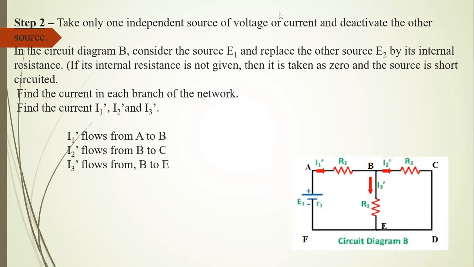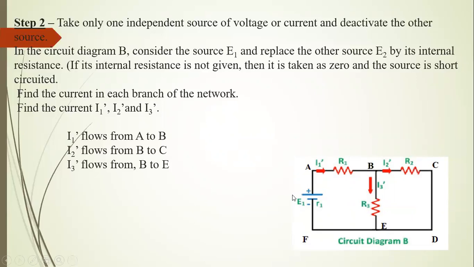In step number two, we will consider only E1 as the source acting, and E2 will be deactivated. Now, deactivating E2 means replacing it by its internal resistance. Since the internal resistance of E2 is not given, we will assume that E2 is an ideal voltage source, and as you know, the internal resistance of an ideal voltage source is 0. Therefore we will short circuit E2. That means here was E2, so this will be short circuited. Rest of the circuit will be drawn as it is.